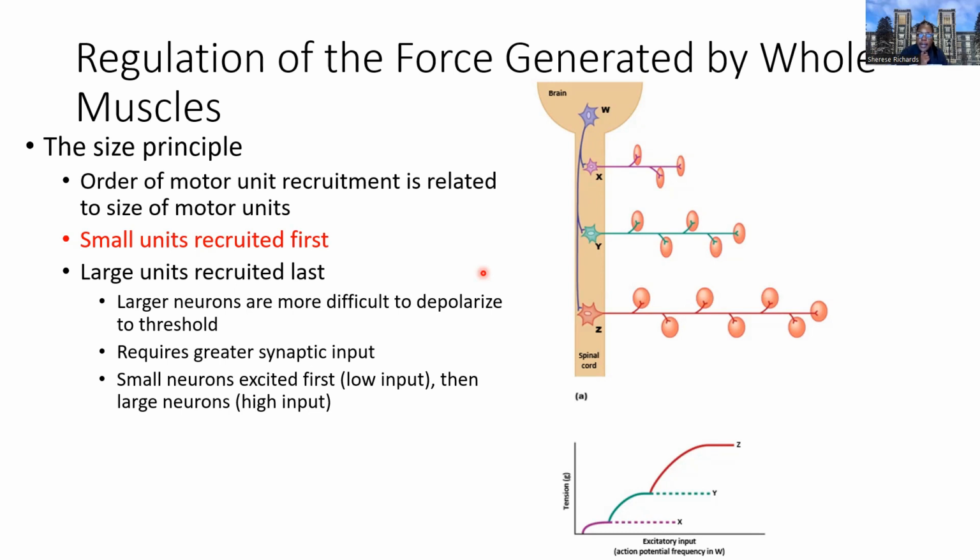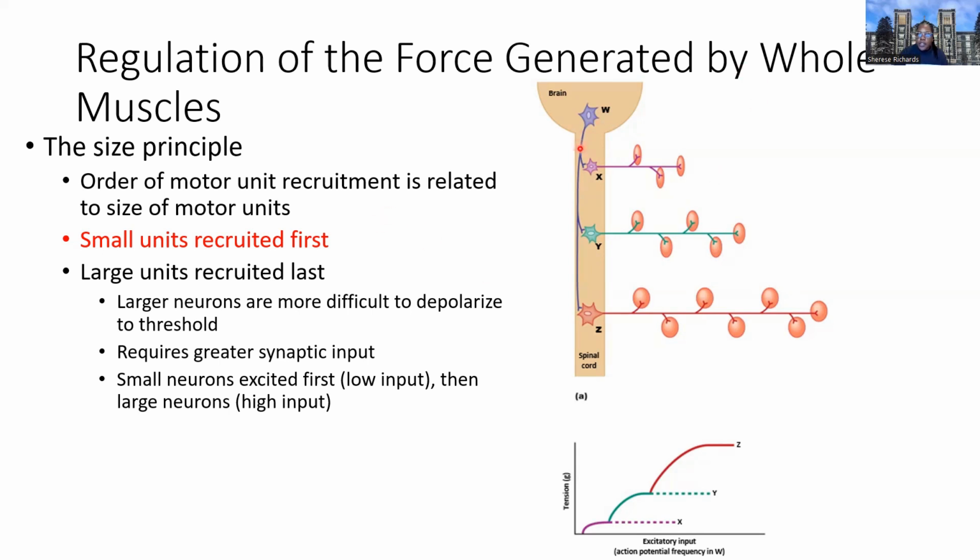The reason for this is that it's easier to depolarize a smaller neuron than it is to depolarize a larger neuron to get to threshold or to fire the action potential. So it's going to require greater synaptic input, right? More energy, more synaptic vesicles, more neurotransmitter, more receptors. It just requires more effort to recruit a large motor unit. And so just to be more efficient, we're going to recruit those units last when we absolutely need to power those stronger contractions.